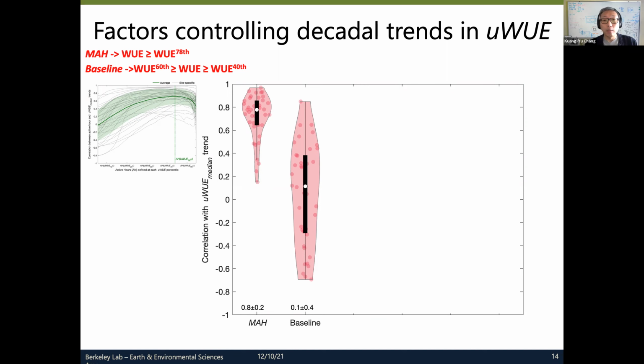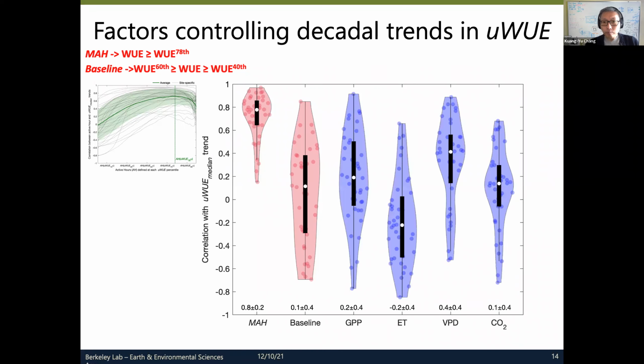And importantly, trends in seasonal GPP, ET, VPD, and CO2 concentrations do not individually explain the decadal water use efficiency trends inferred from the 40 sites, and their correlation with water use efficiency trends are generally lower than those from MAH trends. The wide correlation range for these variables may explain why studies using data from different sets of sites consider different factors to control site-specific water use efficiency trends.